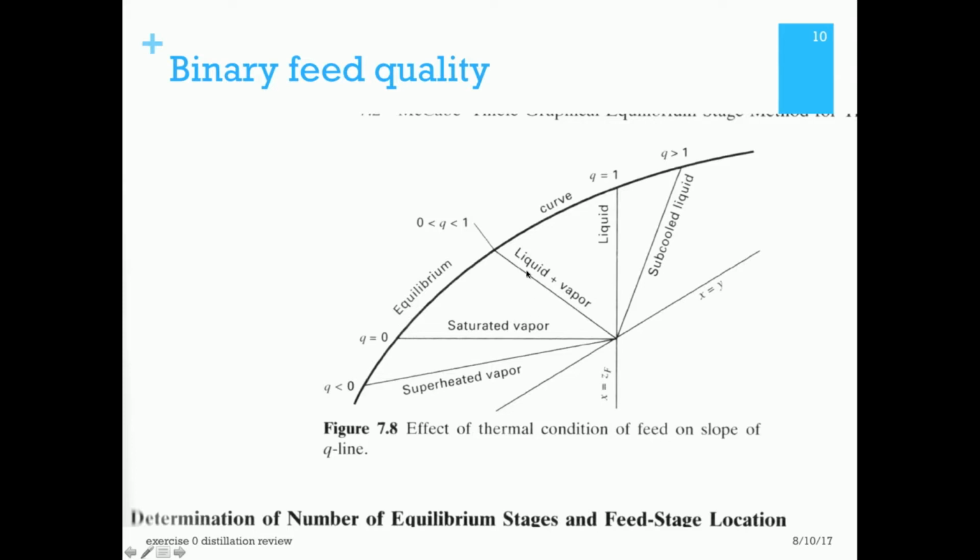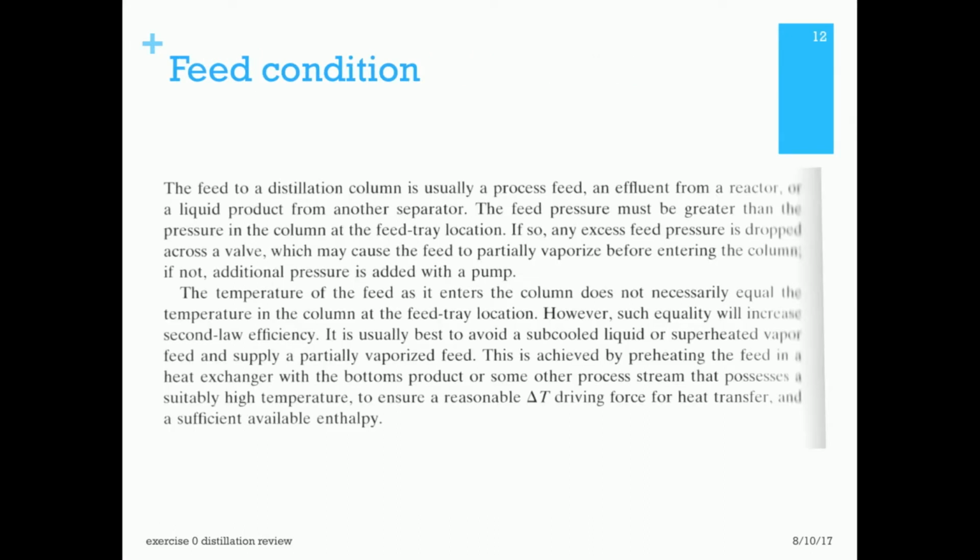Normally, for efficiency, you would like to put in some mixture of liquid and vapor. That is not always possible. It is usually more economical to do the liquid vapor mixture in the feed. So there's some things to remember about the feed condition to your column. The feed pressure has to be greater than the pressure in the column as it's coming in. So you will often have a valve there. The valve may actually give you a partial vaporization of the feed, which is what you would typically want anyway.